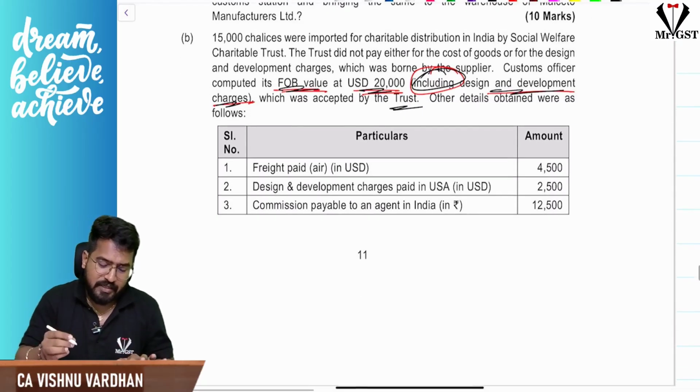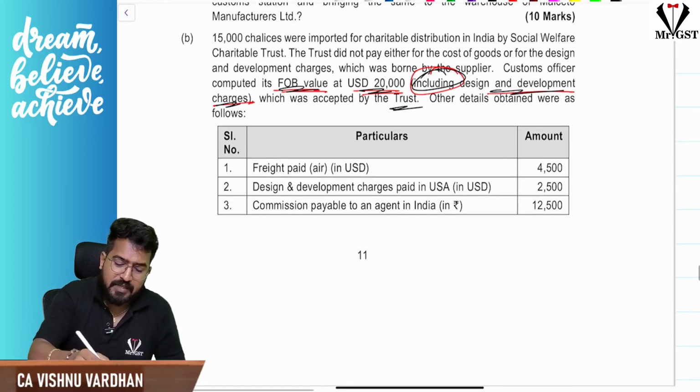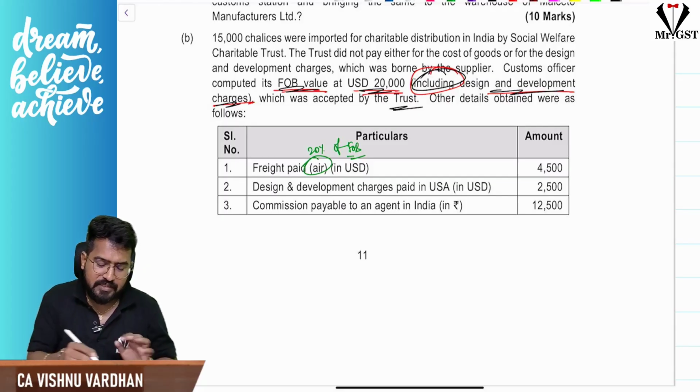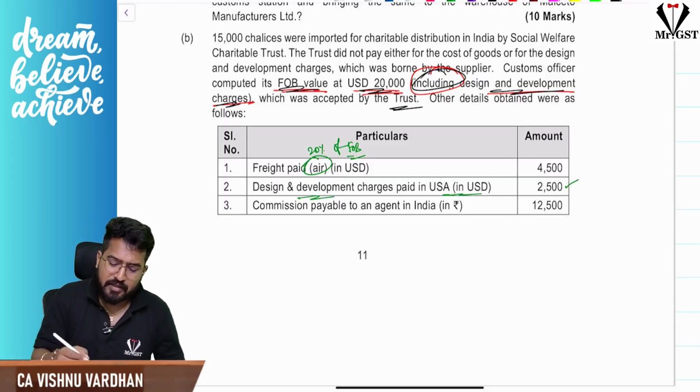Now they have given other details. Freight paid by air. Please understand, if freight is paid by air, you know it is 20% of FOB that should be restricted, correct? That you be clear. Next, design and development charges 2,500. Already that is given here, so again we will not take it, so ignore this one.